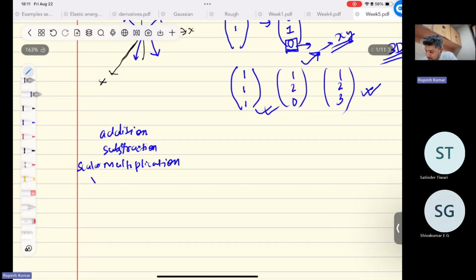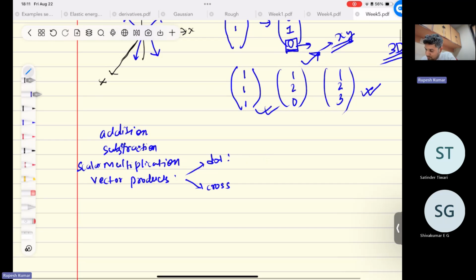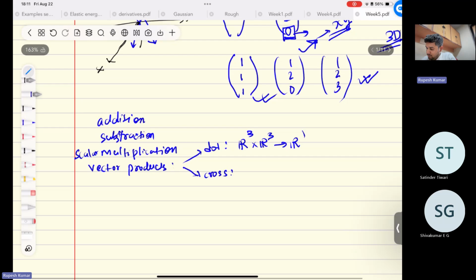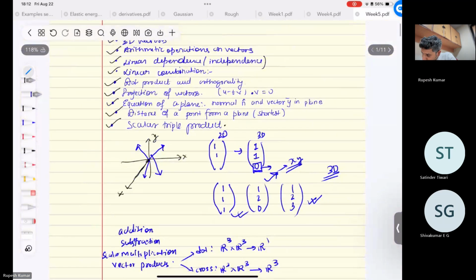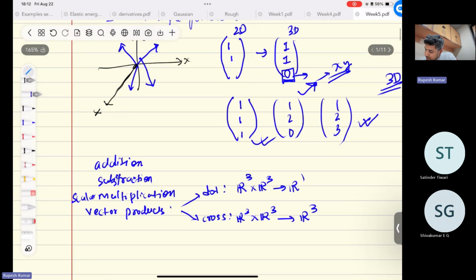Then you must have seen vector products, right? There are two types of vector products that you must have been introduced to by now. One is the dot product, and then there is the cross product of the vectors. So the dot product results in a scalar. The dot product is essentially a mapping from R3 cross R3 to a scalar, right? And the cross product is a mapping from R3 cross R3 to R3, right?